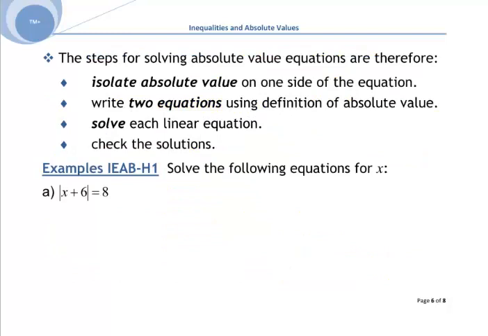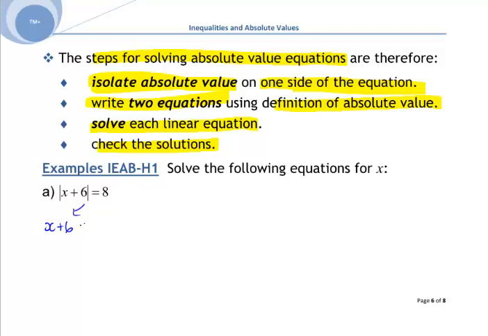The steps for solving absolute value equations are therefore: 1. Isolate the absolute value on one side of the equation, whether it be left or right. 2. Write two equations using the definition of an absolute value. 3. Solve each linear equation and then check the solutions. So my first one here, I have the absolute value of x plus 6 equals 8. My two possibilities are x plus 6 equals 8, or the negative of x plus 6 equals 8.